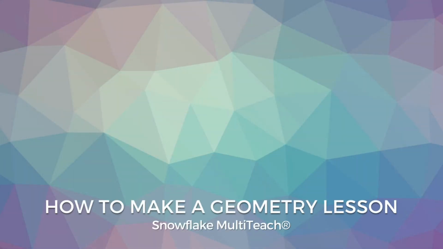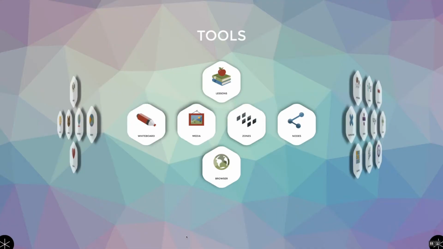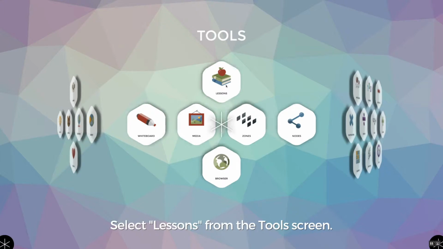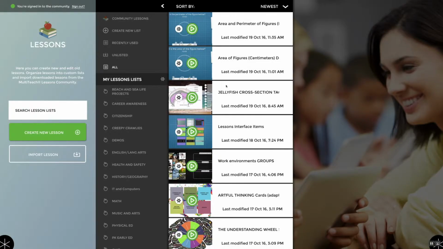Here's how to make a geometry lesson. To start, be prepared with the instructional objectives you have set for your students. This will help you make the appropriate selections within the geometry interface. From the Tools screen in the main Snowflake MultiTeach menu, select Lessons, which will guide you to the Lessons home screen. Select the Create New Lesson button located in the left column of the screen.